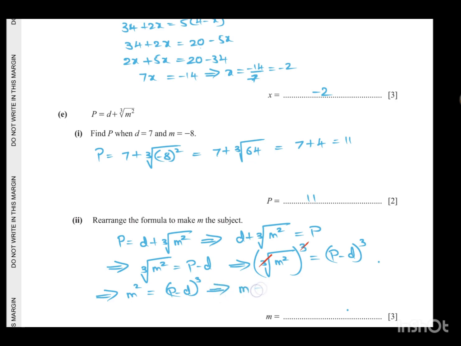Now m square is there on the left hand side. Only m, if I take, it should be plus or minus square root of p minus d whole cube. This is the answer. Plus or minus square root of p minus d whole cube. Question number E is done.